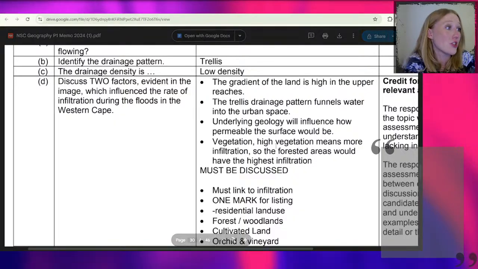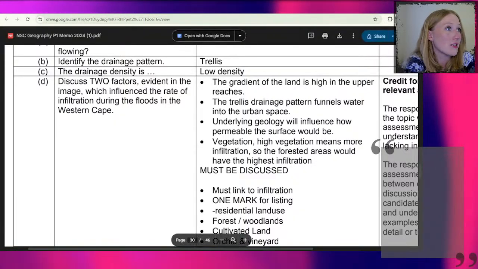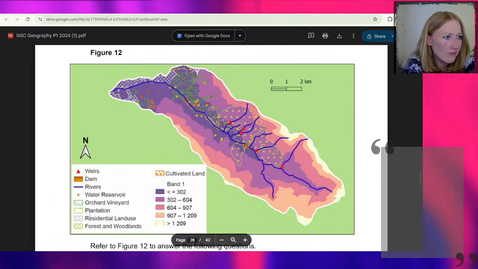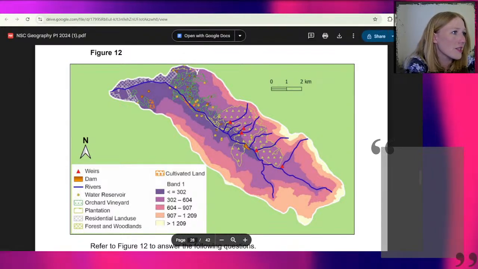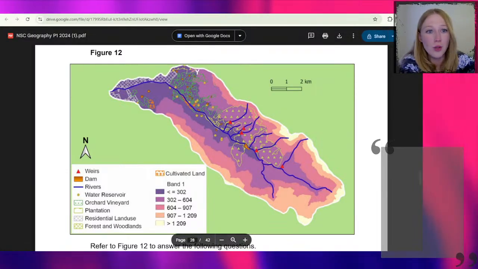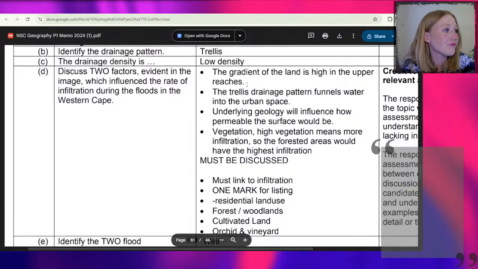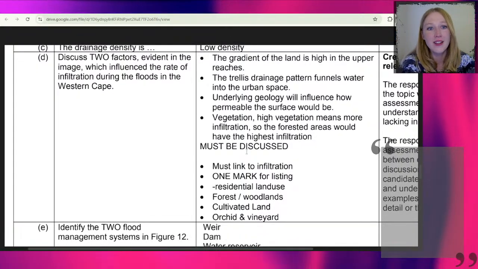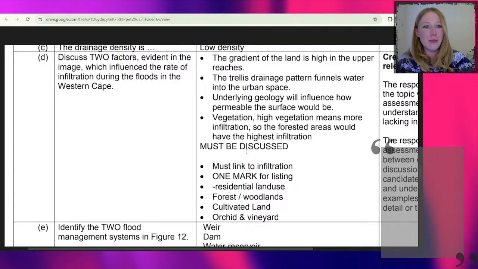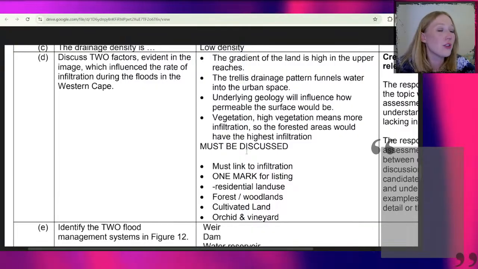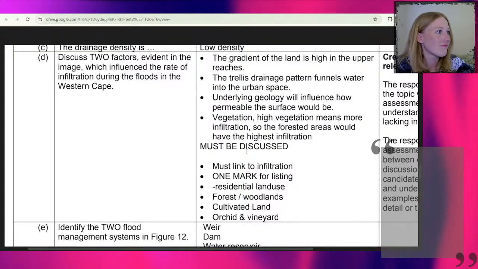Vegetation, definitely high vegetation that we could see. We could see a lot of farmland and they said forests. Oh, there, forests and woodlands. Okay, yes. So that's right there. But the other areas as well, the plantation, the orchards, the vineyards, all of that, a lot of vegetation. Must link to infiltration. One mark for listing. Please don't list. If it's discuss or explain or any of that, please don't list. Mention cultivated land, mention the orchards and the vineyards. Okay, I think we actually covered all of our bases there. So that's good.